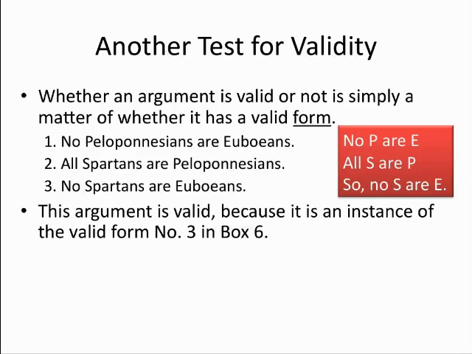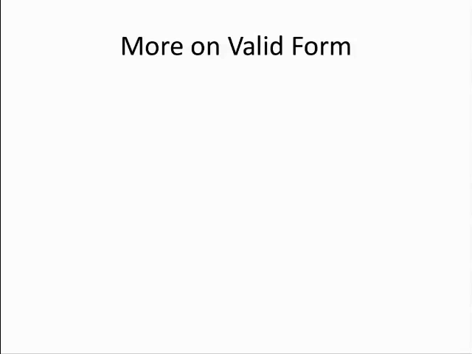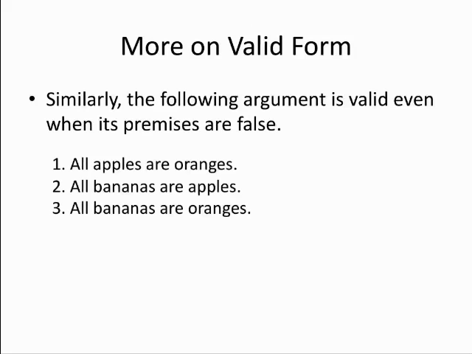As you can see, this is a substitution instance of one of the forms of valid syllogistic argument we looked at in the last lecture segment. And so any argument with this form will be valid. Keep in mind that it's possible for a valid argument to have false premises, as this argument demonstrates.